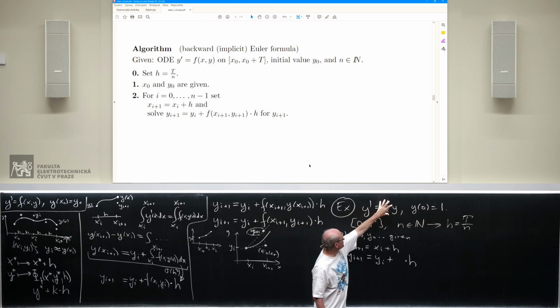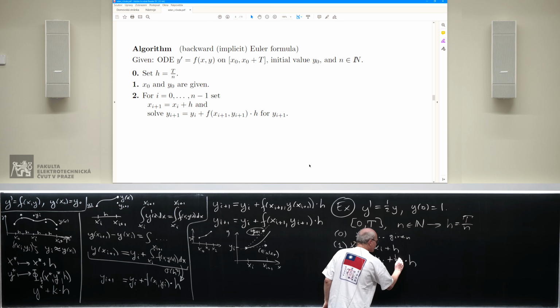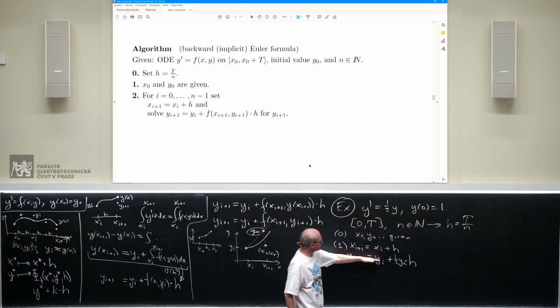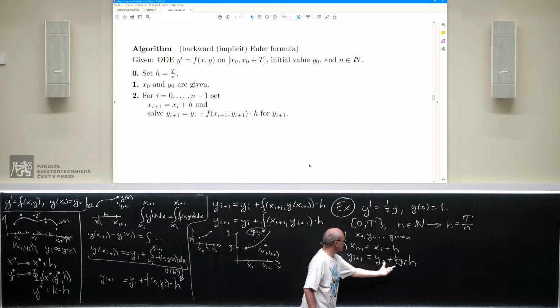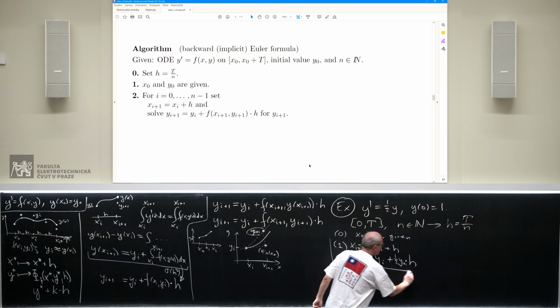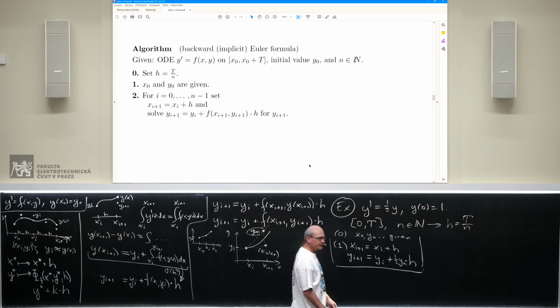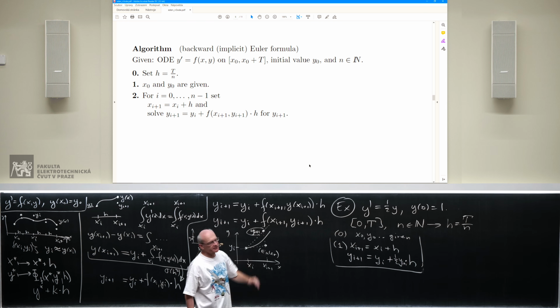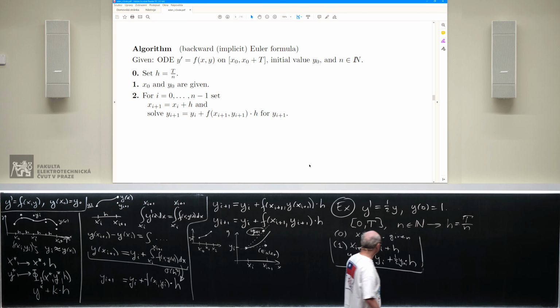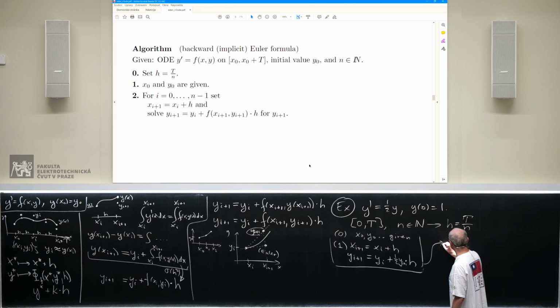So I take this point, put it here, and I get 1/2 yi plus 1. And we have a nice implicit equation because the unknown is at 2 places. Now, in this example, for this particular differential equation, the situation is actually extremely nice because this can be solved for yi plus 1 algebraically.